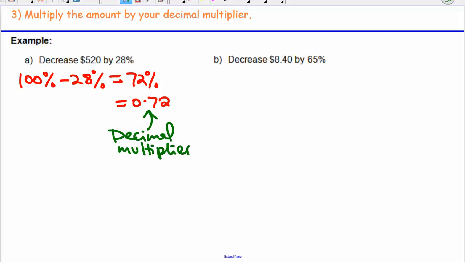And we use the decimal multiplier to get the new amount. So basically the new amount will be, because what you're decreasing here is $520, 520 multiplied by 0.72, which gives you 374. These are actually dollars. 374.4.